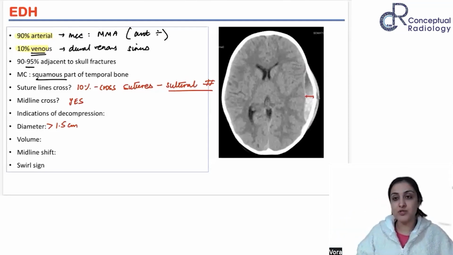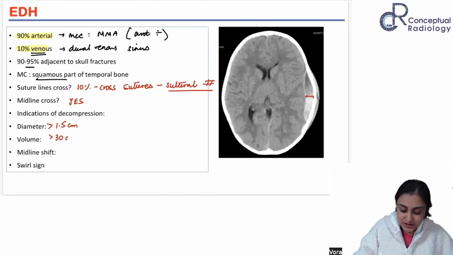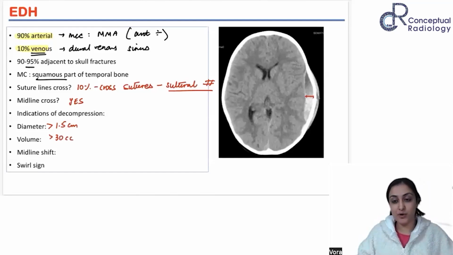What volume? We must always report the volume of all hematomas, and we will have Ravi teaching you how to measure the volume, not me. Yes, more than 30 cc. So 30 cc volume is very important. What midline shift is always significant, trauma, non-trauma, any case of raised ICP? Any midline shift of more than 5 millimeters. How do you measure the midline shift?